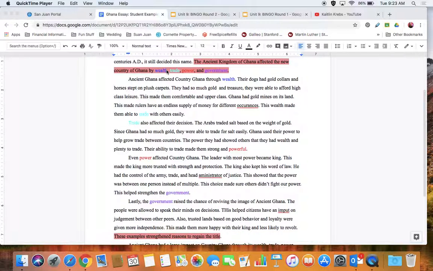Body paragraph 1, wealth. Ancient Ghana affected country Ghana through wealth. Their dogs had gold collars and horses slept on plush carpets. They had so much gold and treasure, they were able to afford high-class leisure. This made them comfortable and upper class.